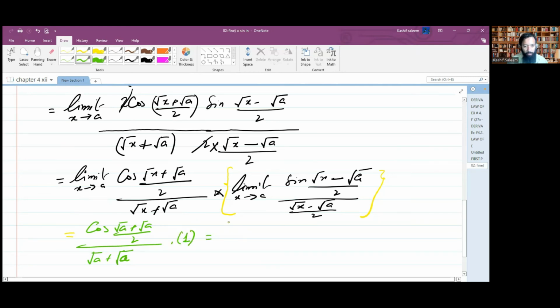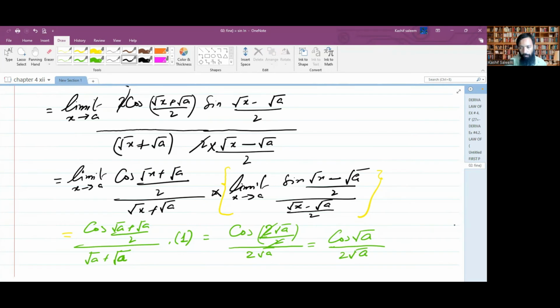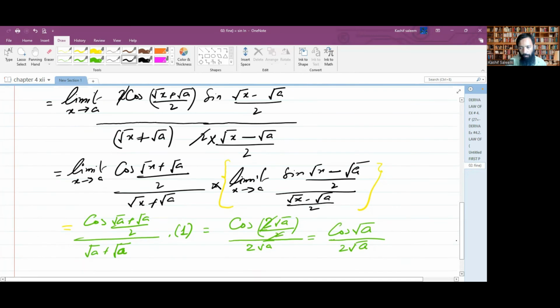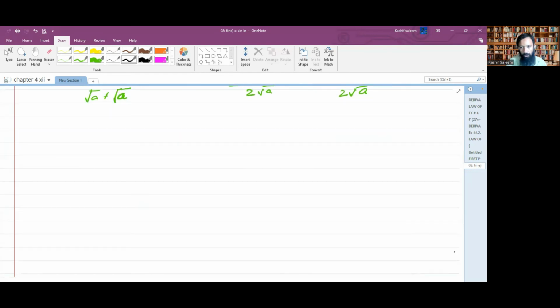So what you will get, you have cos 2 under root a upon 2, divided by 2 square root of a. So this 2 is cancelled out by this 2. So you have cos under root a divided by 2 under root a. So that is your required answer. Now what we have to do, just rewrite it.